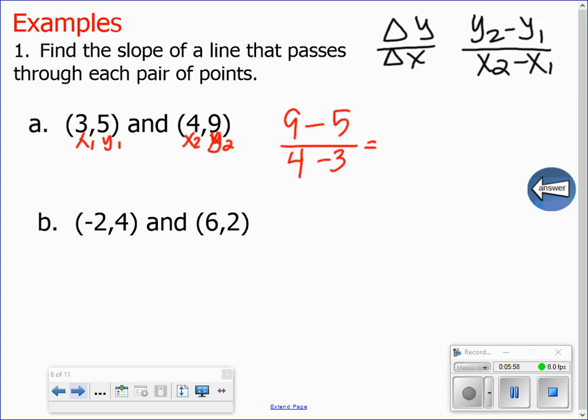9 minus 5 gives me 4. 4 minus 3 gives me 1. And so I know that I get a slope of positive 4. When we look at B, we're doing the same thing. Again, I can label my points.